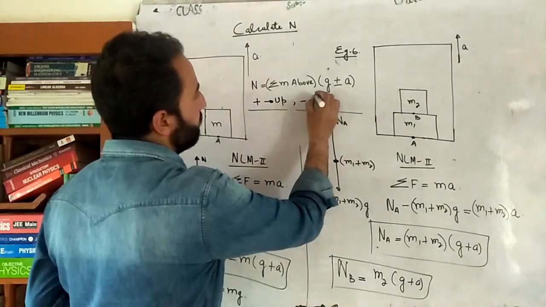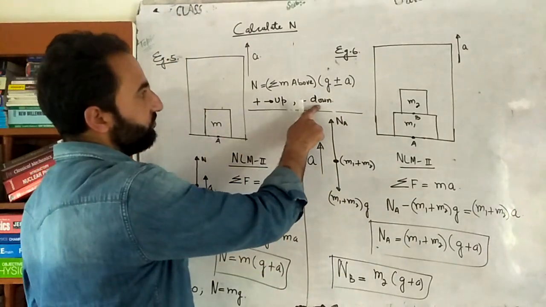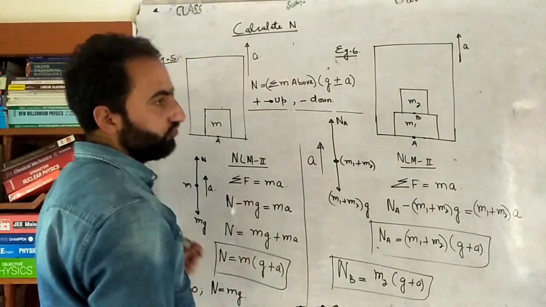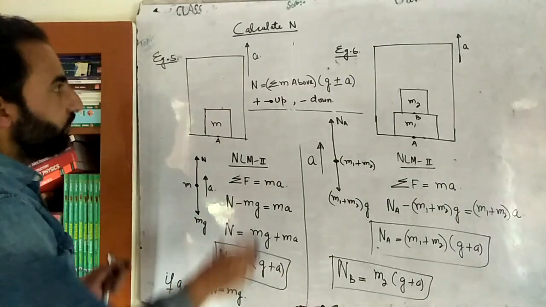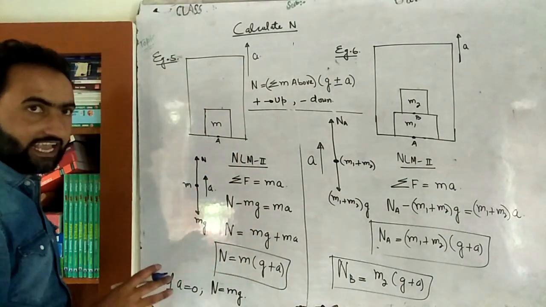minus downwards. Accelerating upwards, then positive; accelerating downwards, then negative. Okay, so we'll do one more example on this. First of all, concentrate on this. I will again explain it to you.